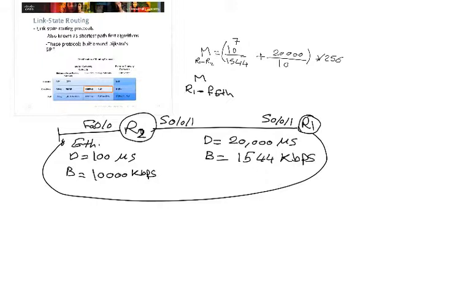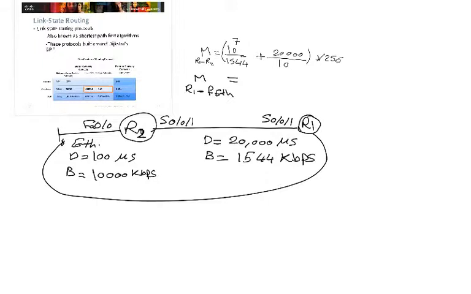In other words, the metric between R1 and the R2 LAN will have two components, the bandwidth component and the delay component. For the bandwidth, we have to see which one is the lowest bandwidth. In that case, this one is lower than this one, because this is like 10,000 and this is 1,500. Which means that this link will be the bottleneck for the end-to-end bandwidth calculation. In that case, we calculate the bandwidth part only for this link.